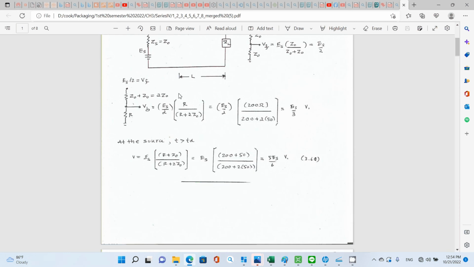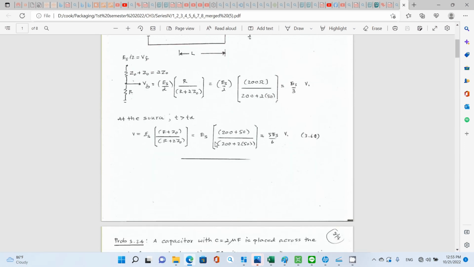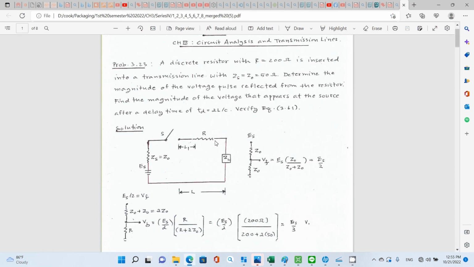And for VB, that's going to be your voltage divider as well. You have it divided from VF, and that ends up with ES over 3. Now, that's going to be the magnitude of the voltage pulse reflected from the resistor.